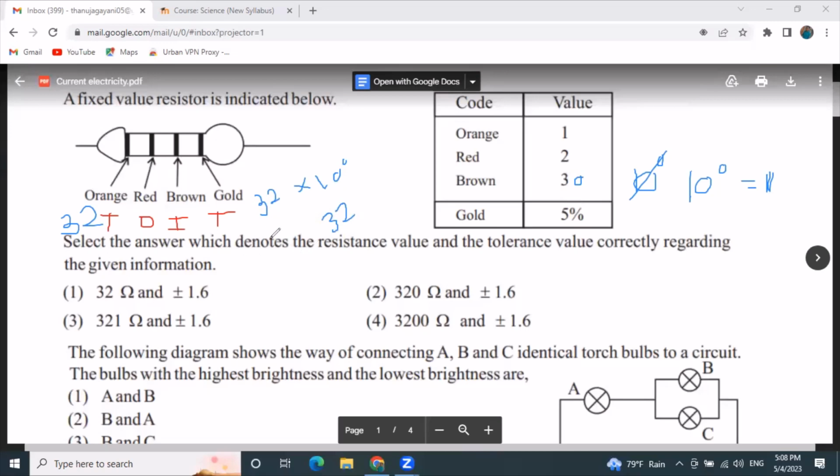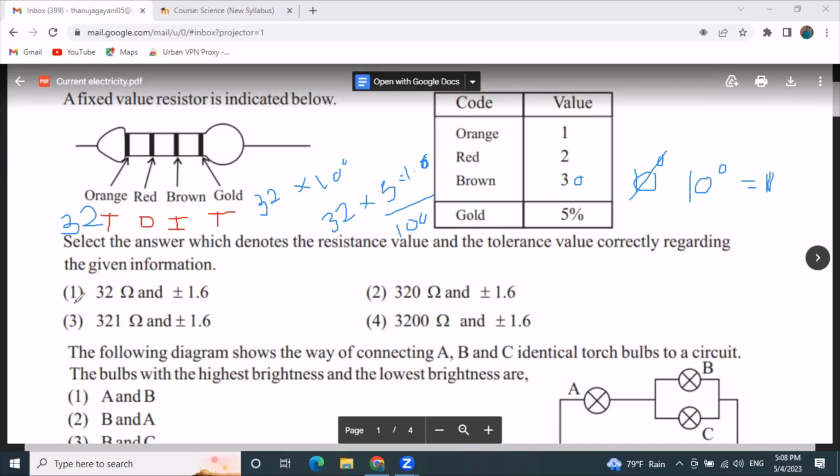To find the tolerance value, we should multiply by the percentage value of the fourth color band. The percentage value here is 5%. So we should multiply 32 by 5%. The value of 5% of 32 is 1.6. So the correct answer is the first one.